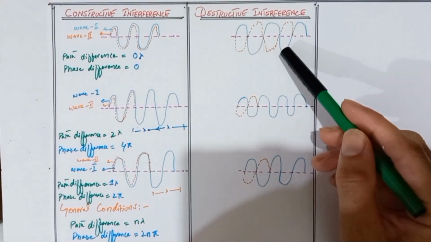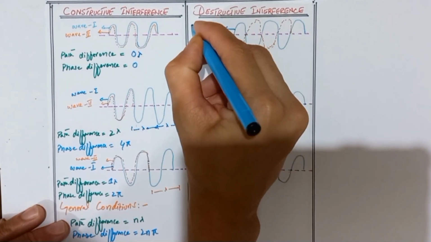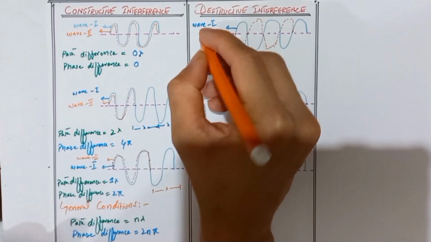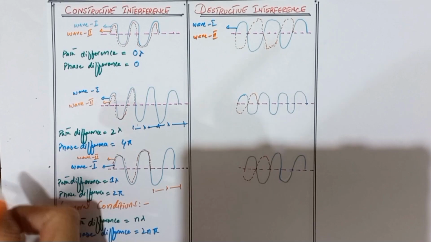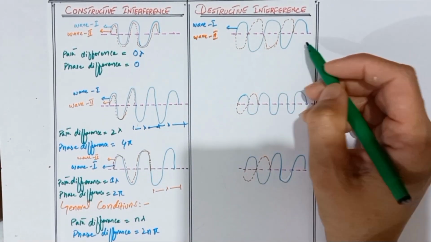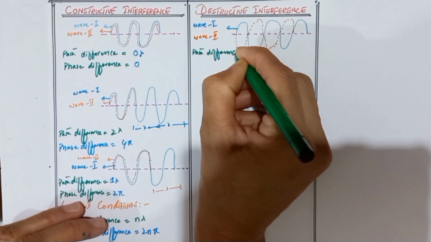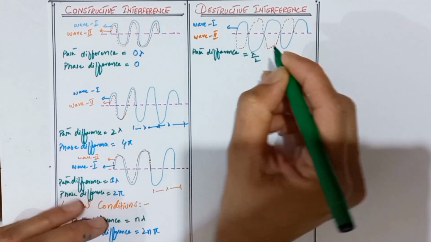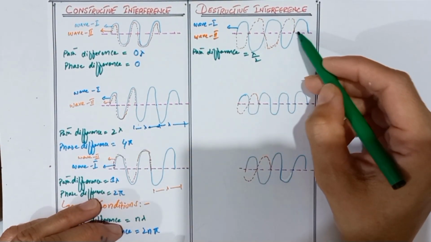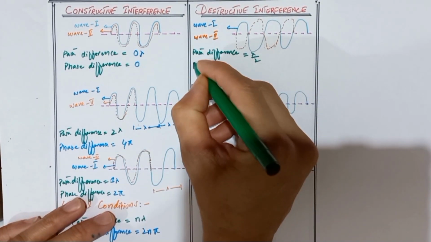Now we discuss destructive interference. Here we take three examples of waves. The blue wave is the first wave and the dotted wave is the second wave. If we compare these two waves, the blue wave travels an extra distance, a path difference equal to lambda over 2. If we calculate the phase difference, the semicircle of the wave that travels the extra distance gives a phase difference equal to pi.